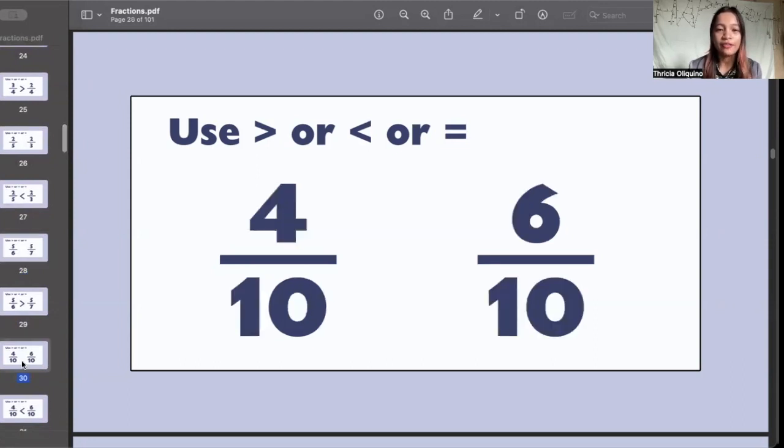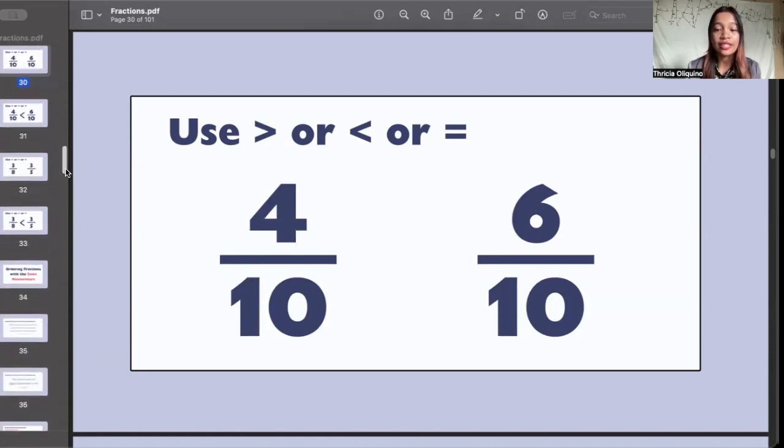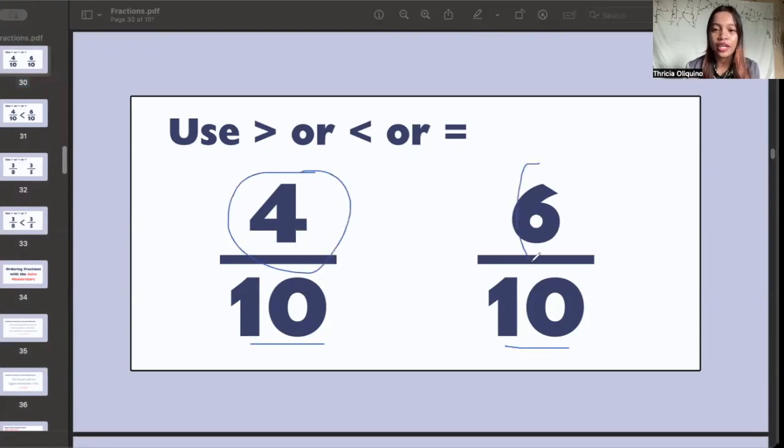The next one, we have 4/10 and 6/10. Now we have the same denominator. Good job. So when we have the same denominator, you just need to look at the numerator and identify which one is larger. The larger the numerator, the larger the fraction. So 4/10 is less than 6/10. Wow, good job.